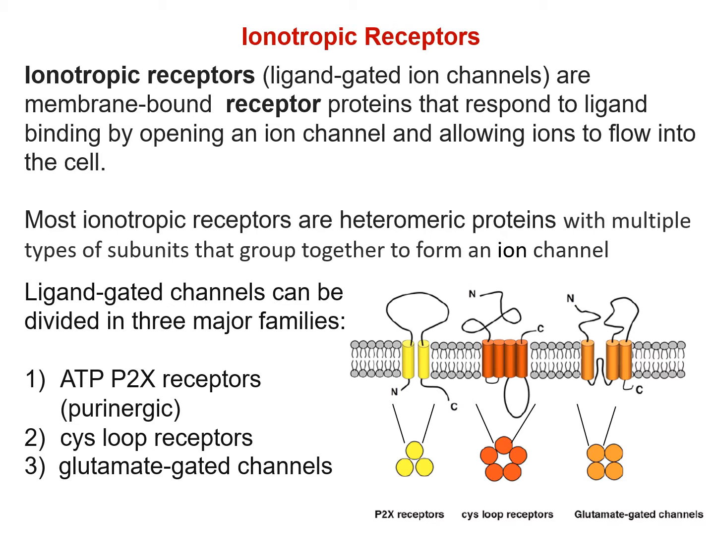Ionotropic receptors are also called ligand-gated ion channels, and are membrane-bound receptor proteins that respond to ligand binding by opening an ion channel or pore and allowing ions to flow into the cell. They can have both excitatory and inhibitory functions. Most ionotropic receptors are heteromeric proteins with multiple types of subunits that group together to form an ion channel.